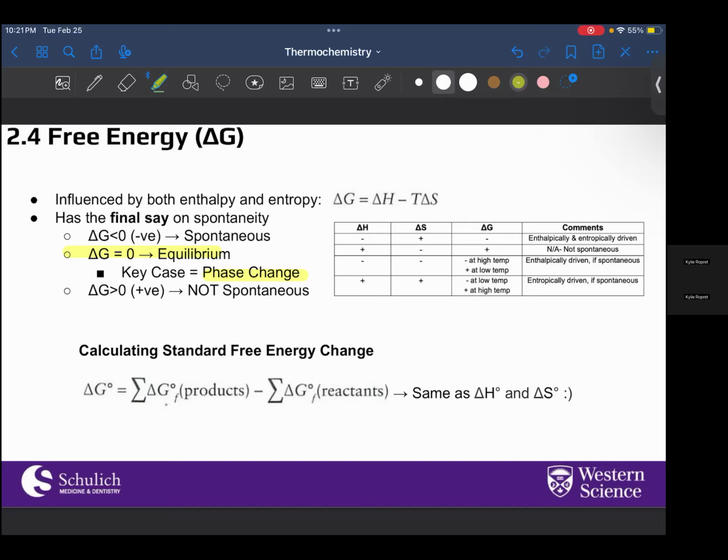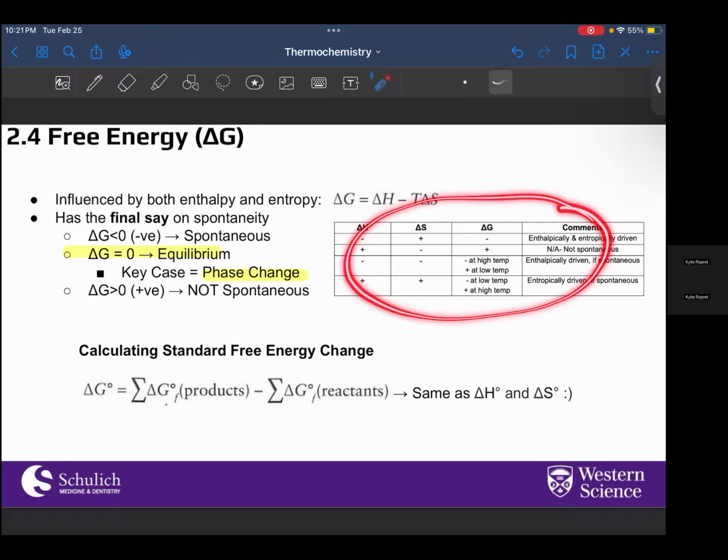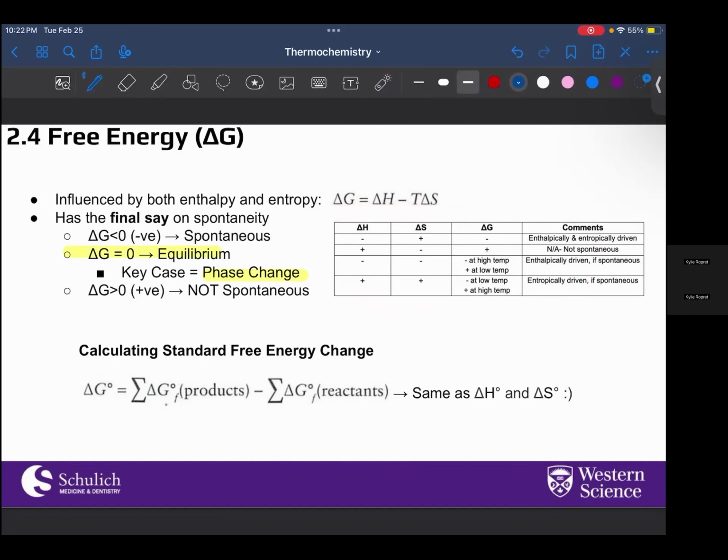And then once you've got that kind of internalized, the next thing that you're going to want to tackle is this chart here. So this basically just goes through all the scenarios of delta H and delta S being positive or negative, what kind of effect that has on delta G, and then the spontaneity of the reaction. And so yes, you can memorize this, but it's also all based on this equation here. So you can try out the different signs and see that it mathematically makes sense.